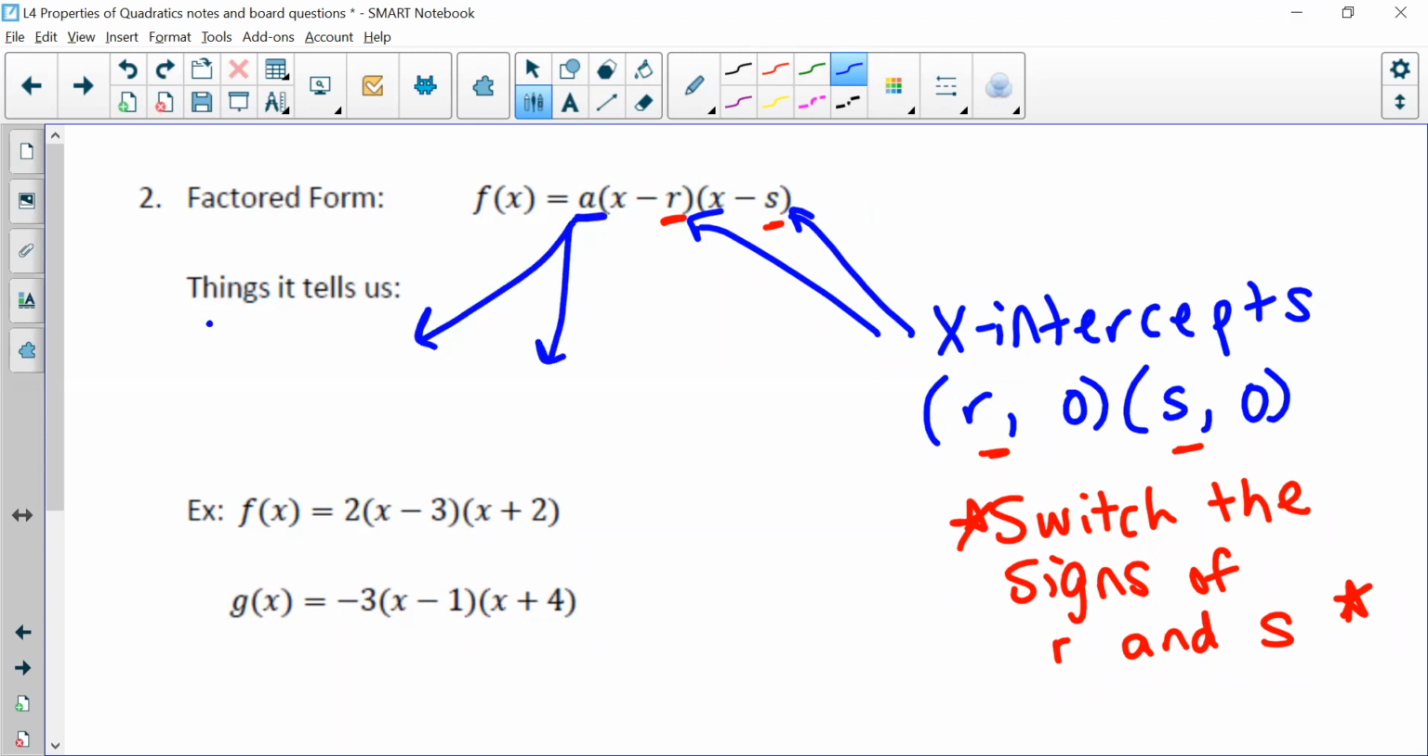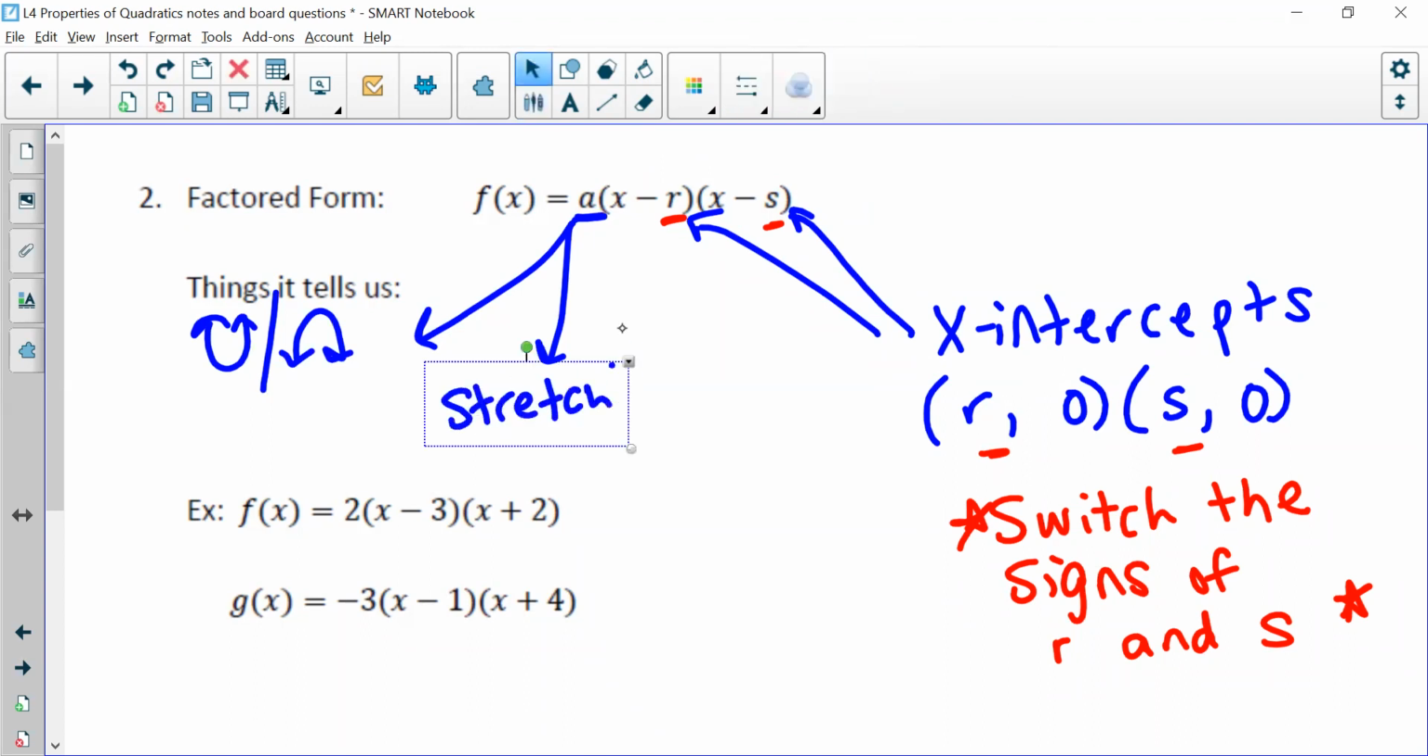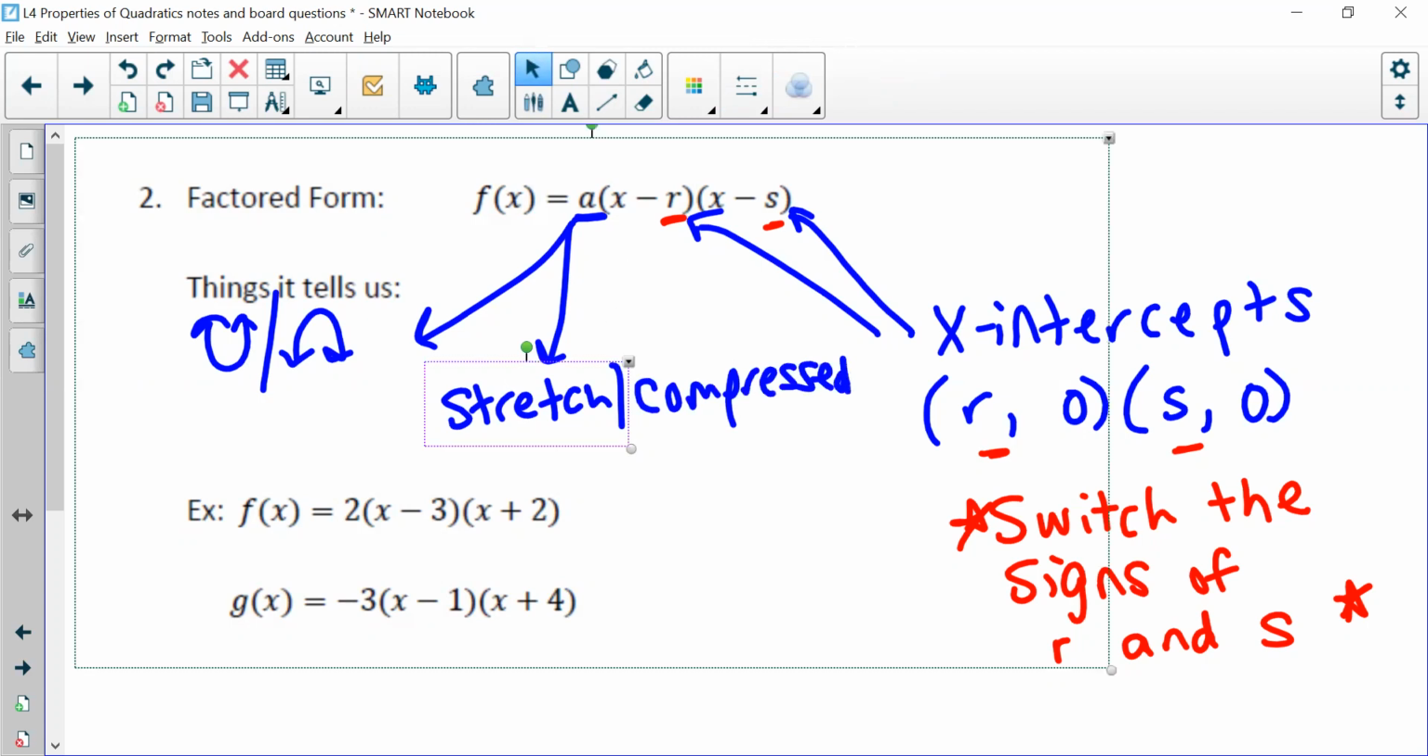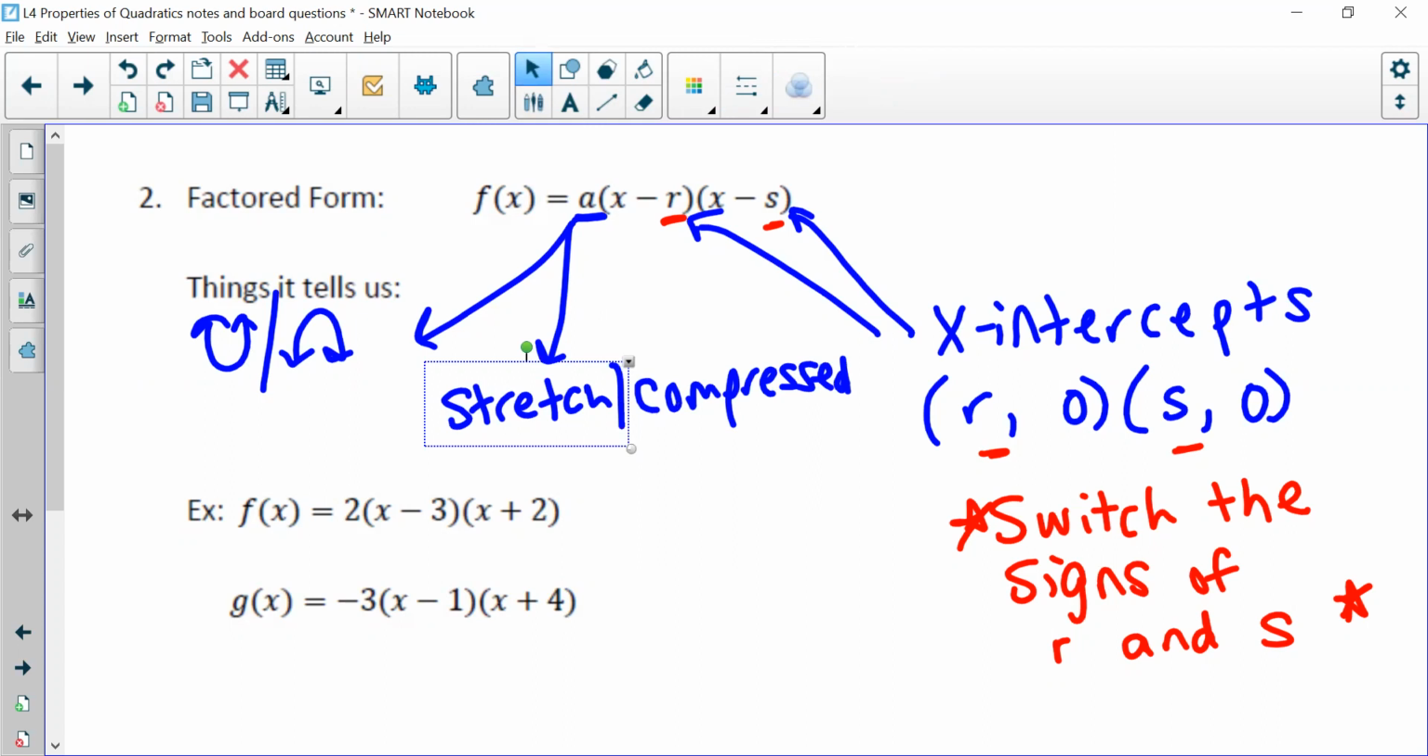It's positive, so it'll go like happy. Good. So it does the up and down thing again. And also, what else does it do again? The stretch and the compressed. So at least you only have to remember that rule once for all 3 because the a value is the same for all of them. It will make it open up or down, and it also does stretched and compressed.